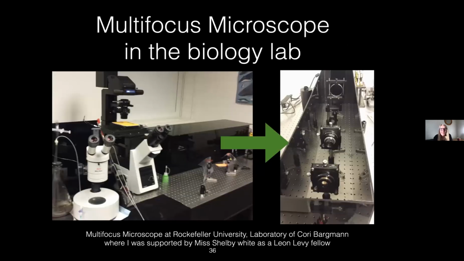Here's what it looks like in real life. We have built this imaging system onto a regular microscope. And this is in the biological laboratory of Cori Bargmann at the Rockefeller University. She's still a professor there, but she's also heading the Chan Zuckerberg Biohub in San Francisco, a private research initiative by Chan and Zuckerberg to study biology. But this is in her lab in Manhattan.